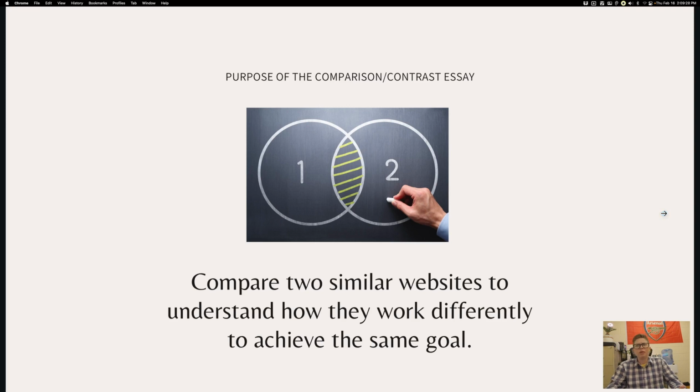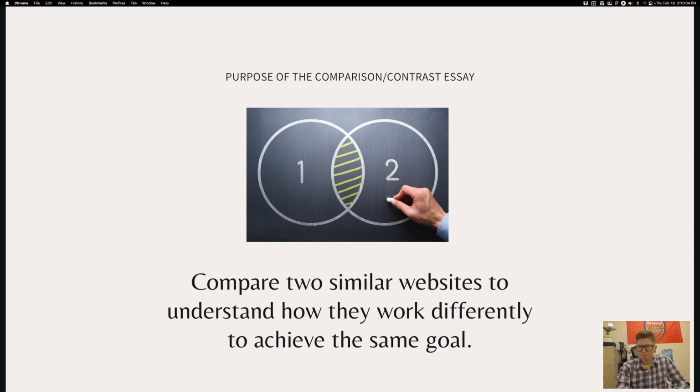And we are going to compare two similar websites to understand how they work differently to achieve the same goal, okay? That's what we're looking to do here. These websites, the one is obviously the one that you wrote about for essay 1, and the second one is the one that you have chosen that has a similar purpose. So the second one is a legitimate website that you've taken off of the internet and that you will be using to compare with the website that you've worked with for essay 1.